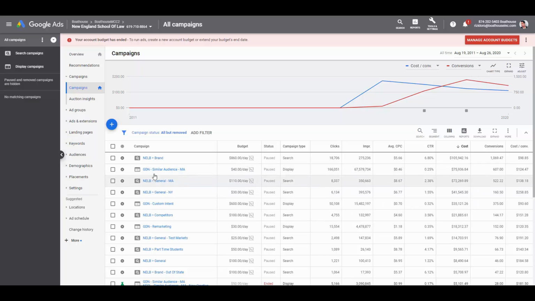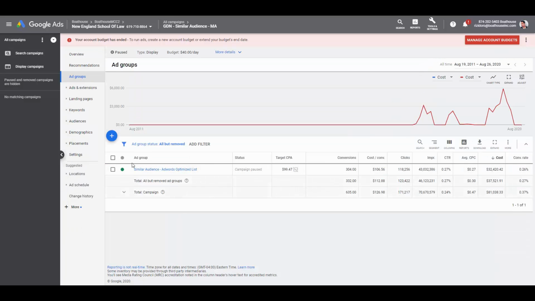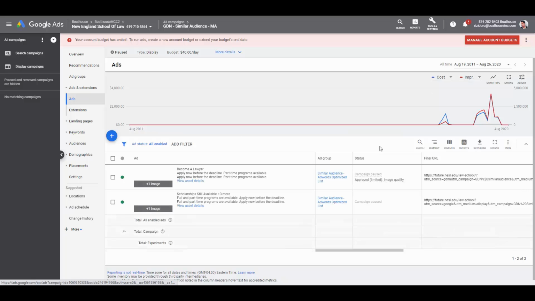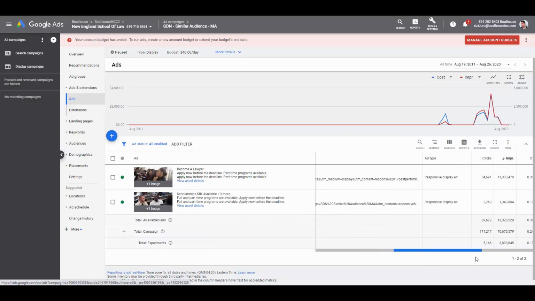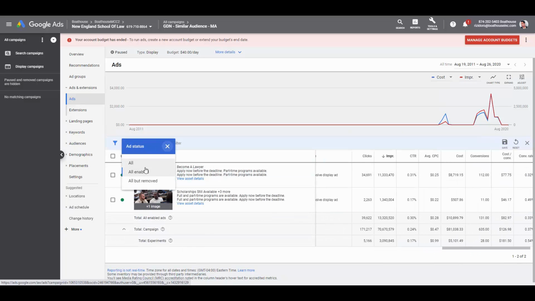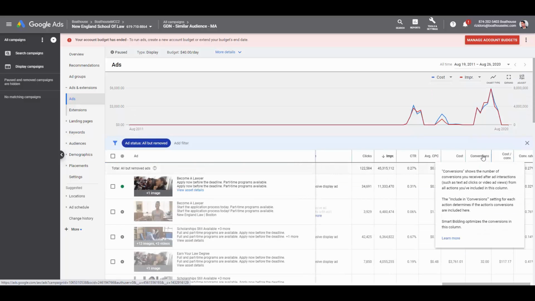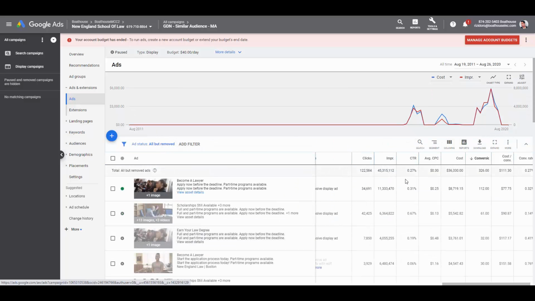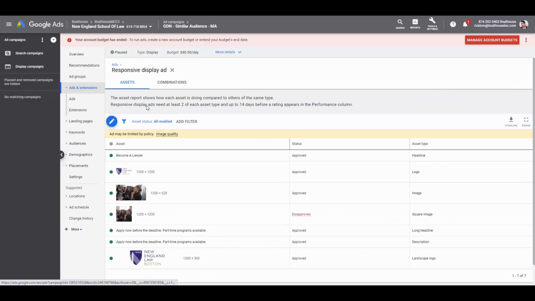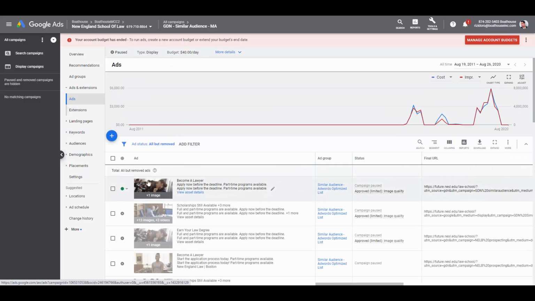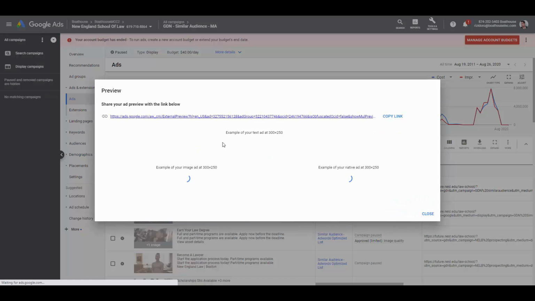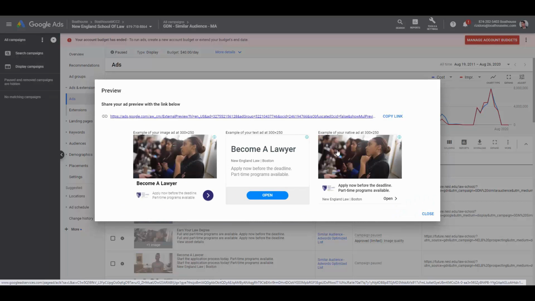Now let's take a look inside the best converting GDN campaign. Let's take a look at the ads. Remove the removed ones. Sort by conversions. And this is the top performing ad. It's a GDN responsive ad. You click on it. And this is the responsive ad that's driving the most conversions for this campaign.